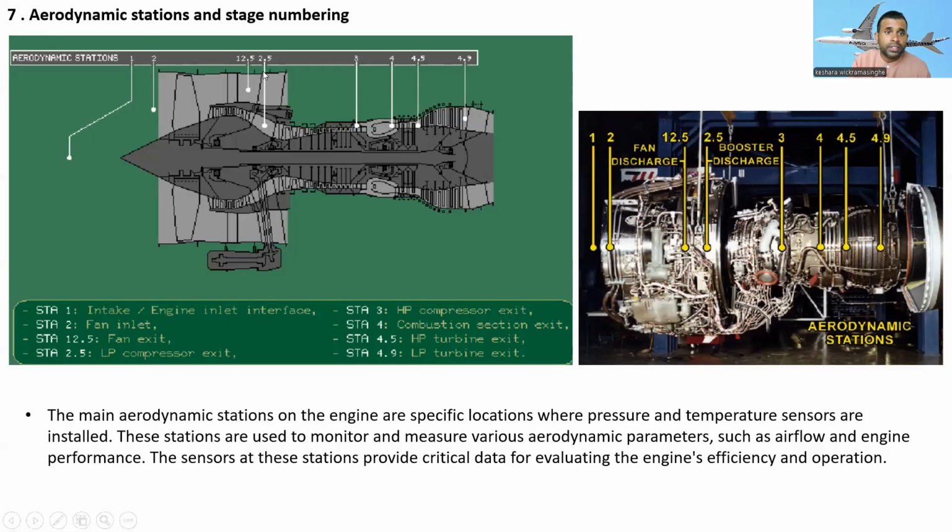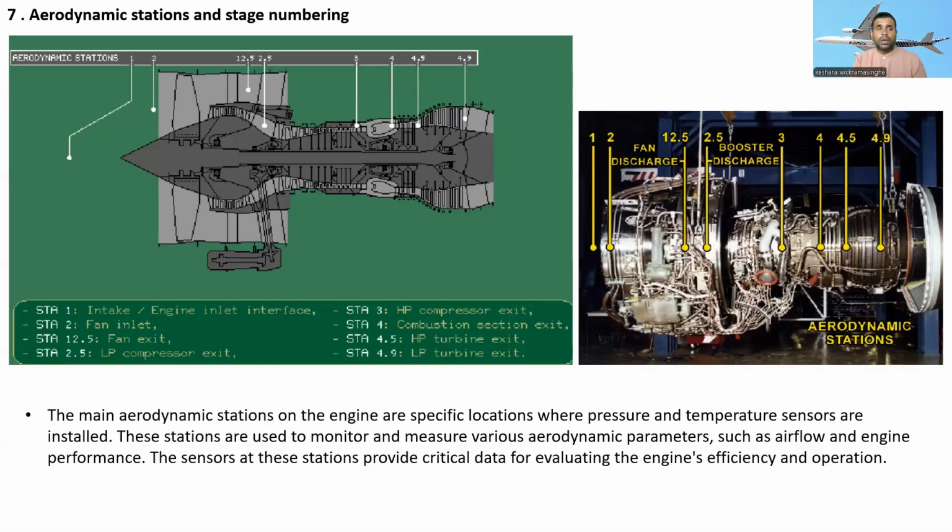Station number 2.5 is the low pressure compressor exit. Here is the low pressure compressor exit. Number 3 is the high pressure compressor exit. Number 4 is the combustion section exit. Number 4.5 is the high pressure turbine exit, and 4.9 is the low pressure turbine exit. These are the stations. In these station locations, the pressure and temperature sensors are installed.